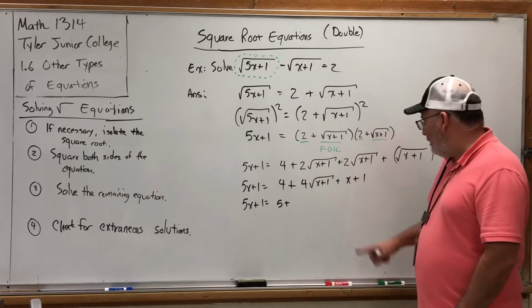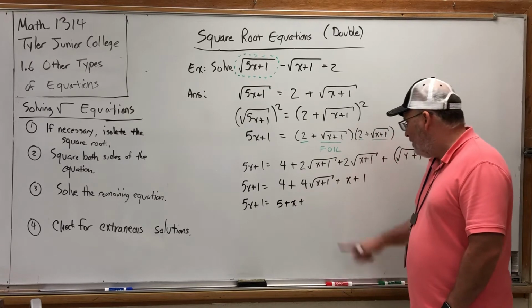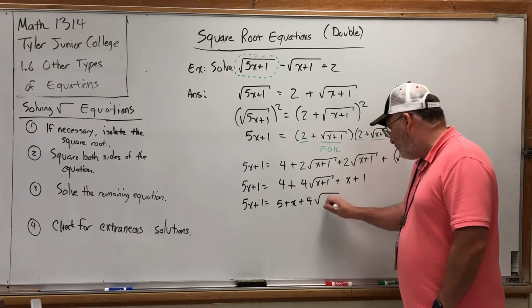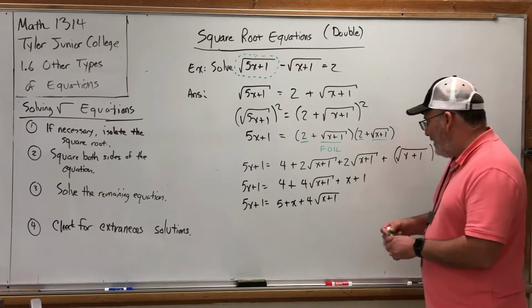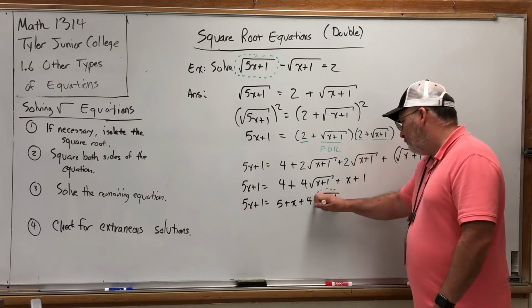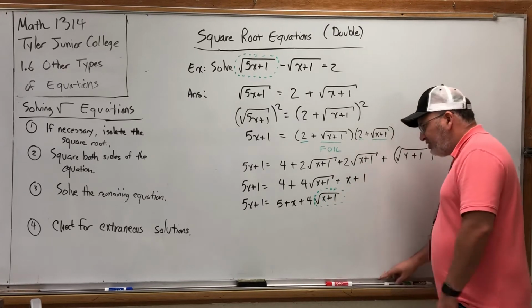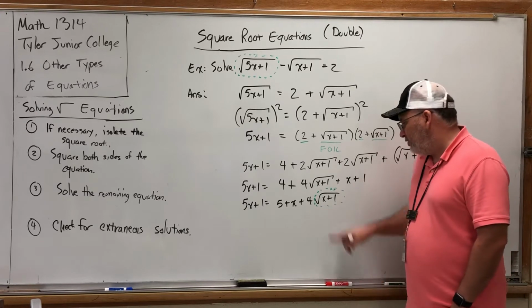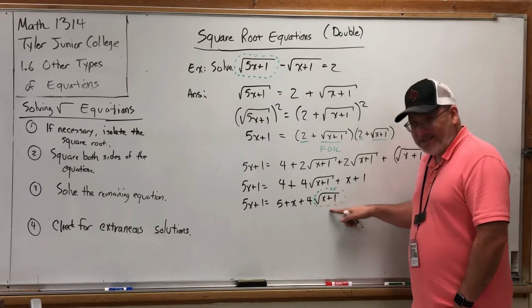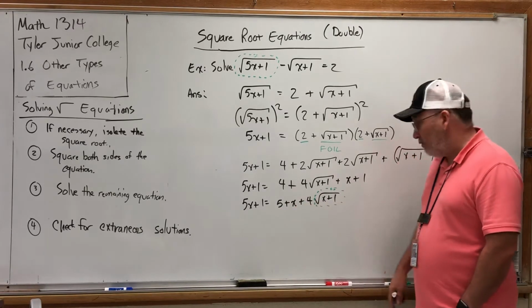And just for clarity, let's move the stray x here. I don't have to, but I'm going to. And then plus 4 square root of x plus 1. I want to isolate this guy, which means I need to get rid of everything on the outside of it. Now, resist the temptation to combine the 5 and the 4. They're not like terms. This 4 is part of this massive term. The 5 is not part of the square root of x plus 1 term.